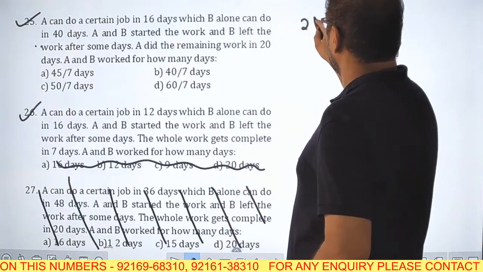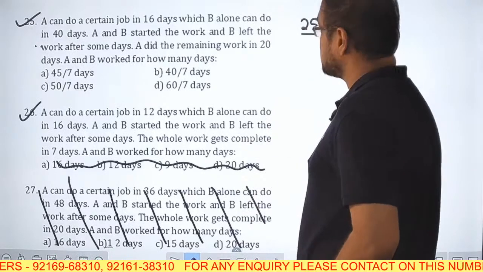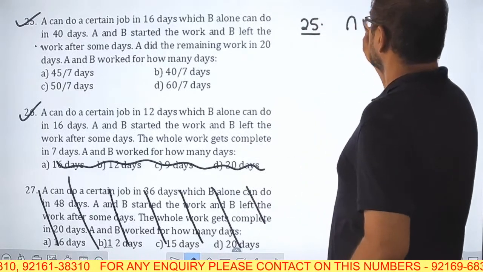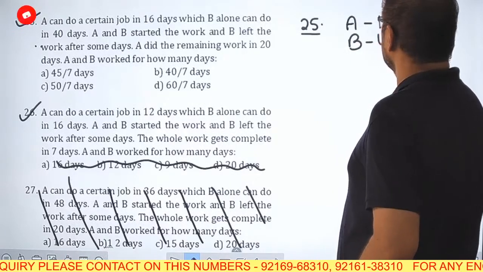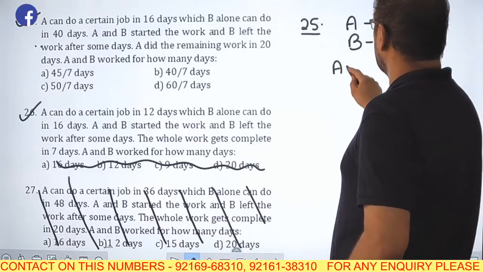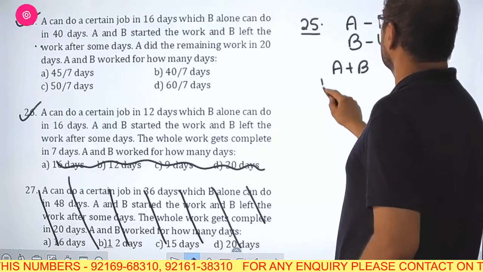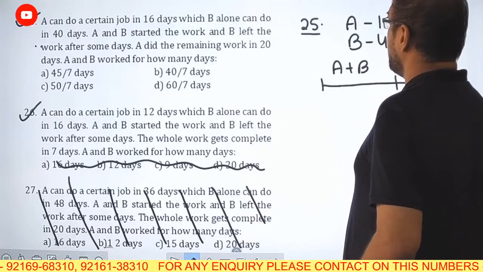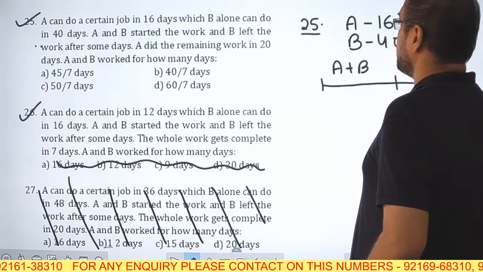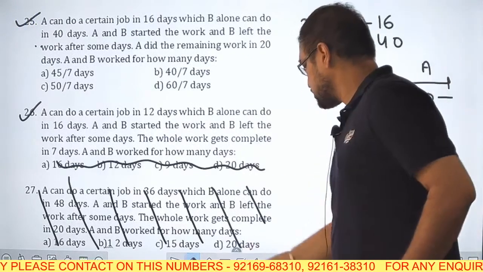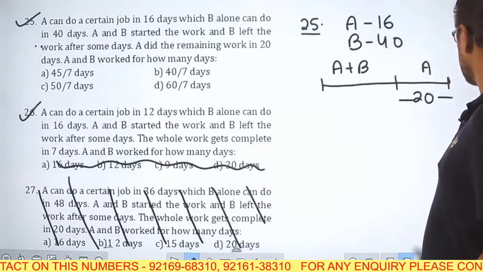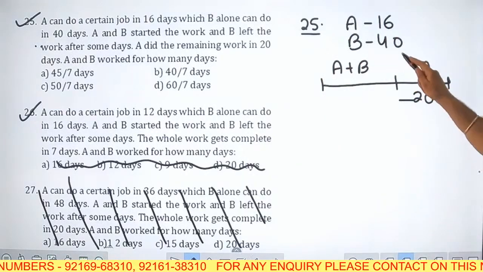So the 25th question says A does the work in 16 days, B does the work in 40 days. A and B started the work together, and after some time B left, so A is working. A does the remaining work in 20 days. So this is the question that is given to us. Let us see how we start this question.